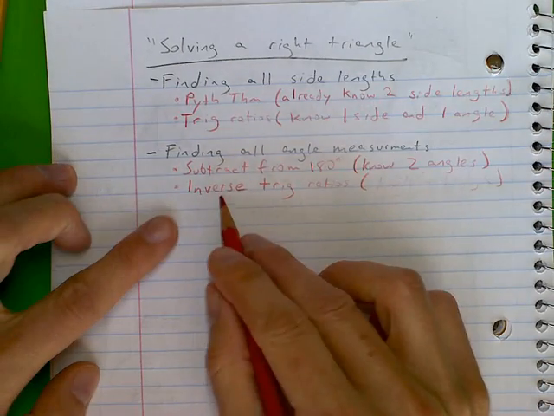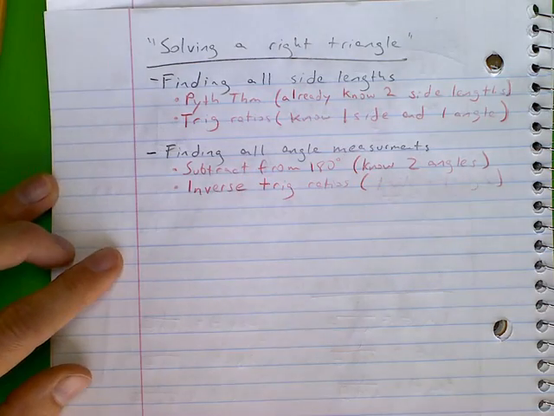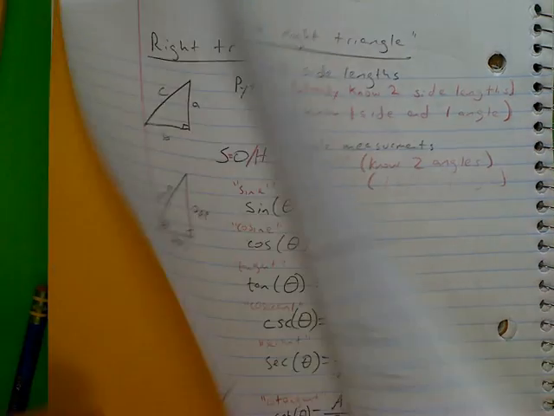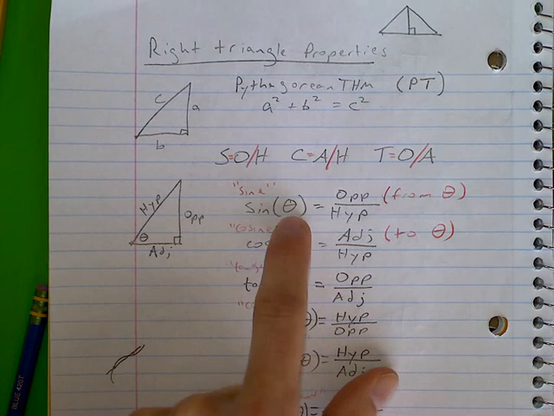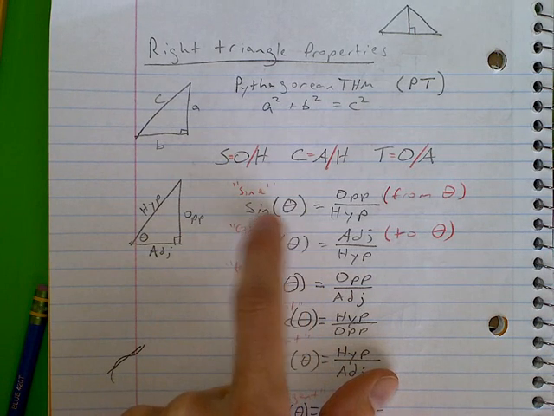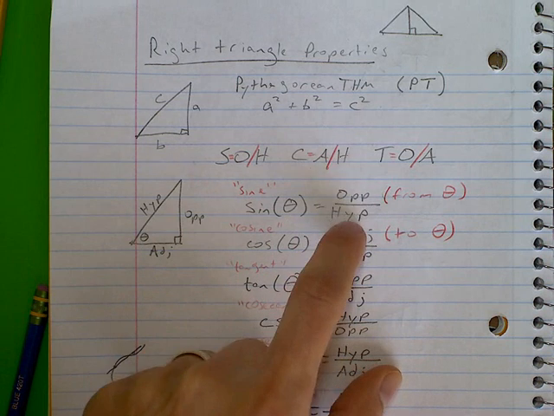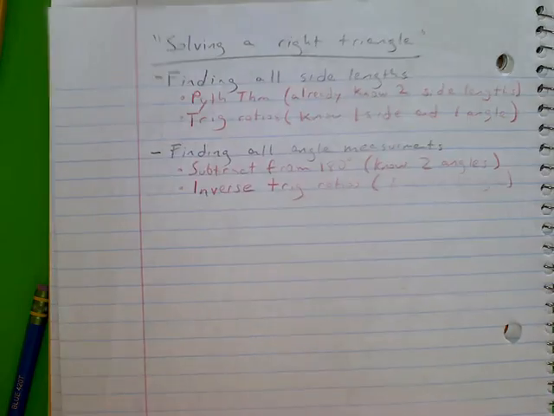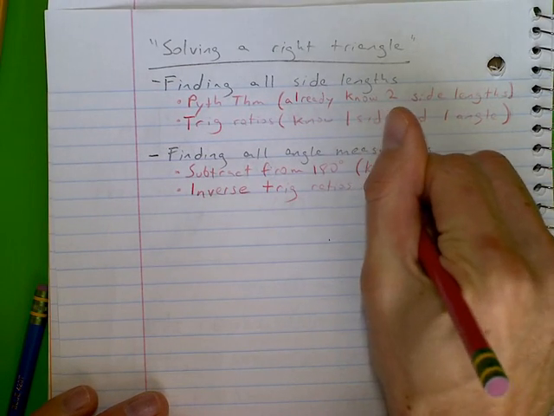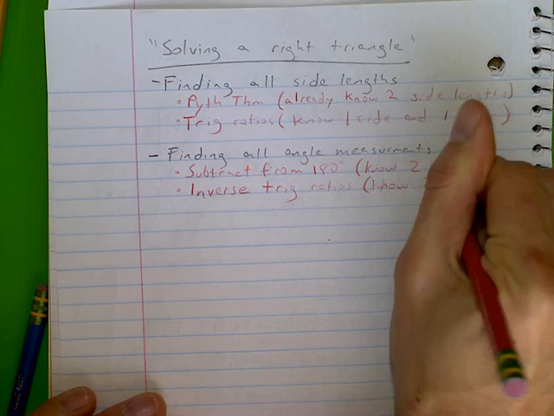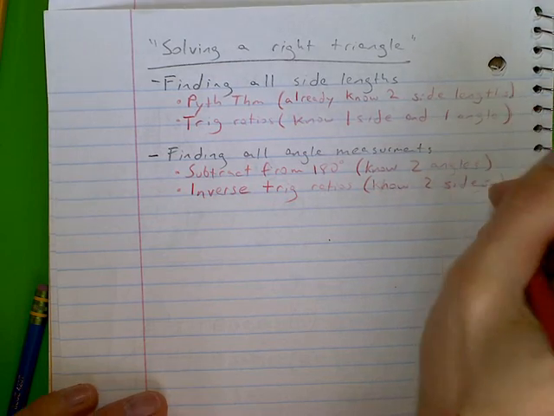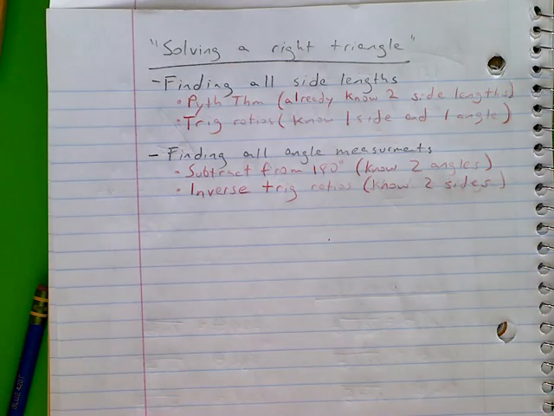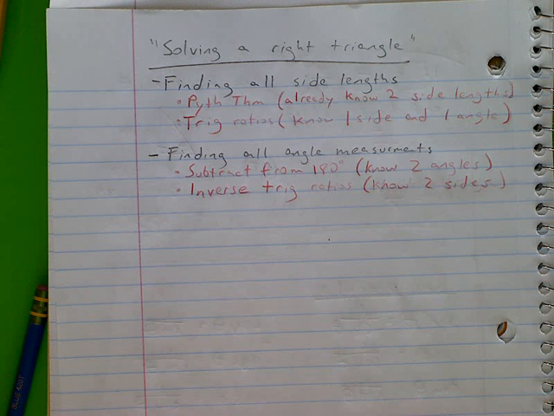So to use the inverse trig ratio to find an angle, because that angle is going to be your unknown in the equation, you're going to have to know two side lengths to be able to solve that equation for theta. So here we need to know two side lengths. Okay. And these are the strategies we're going to use to try and solve a right triangle, either to find its sides or its measurements.